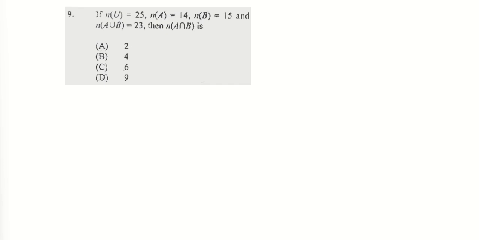Right? Let's read number 9. If the universal set is 25 and the number of elements in A is 14, the number of elements in B is 15, and the union of A and B is 23, then what is the intersection?